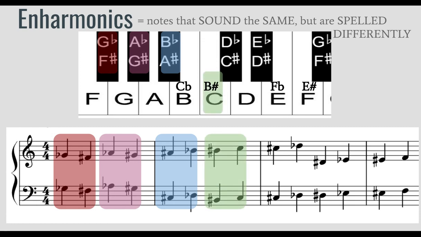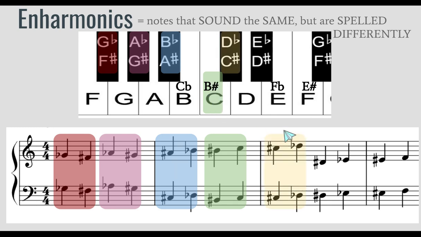Another example would be C natural and B sharp. Excuse me, I said the wrong thing. Sorry, I'll do that one again. C natural and B sharp. Now notice there's no black key there, but remember the sharps move to the right of the note. So this is still an enharmonic.